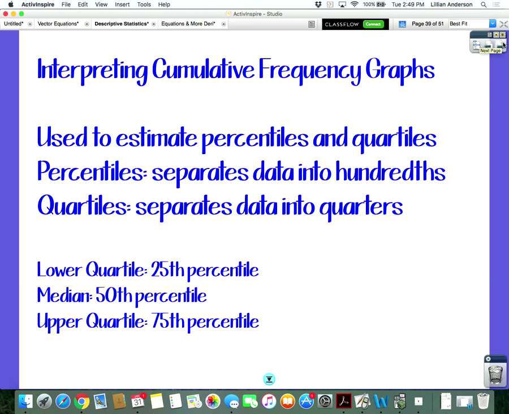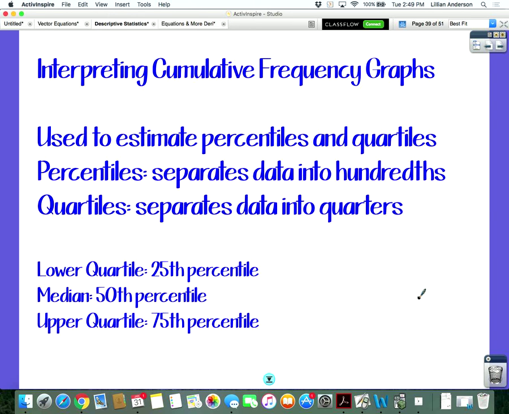Okay. Now interpreting your cumulative frequency graphs. You can estimate percentiles and quartiles with cumulative frequency curves. Percentile sounds like what word? Percent. Okay, so percentiles separate your data into hundredths. Quartiles separate your data into 4 quarters. You have a lower quartile, you have an upper quartile, and you have a median.